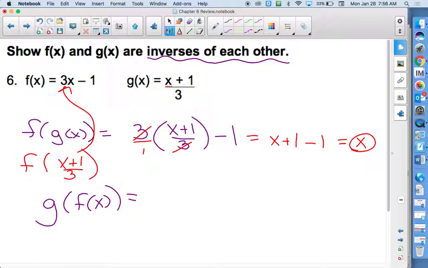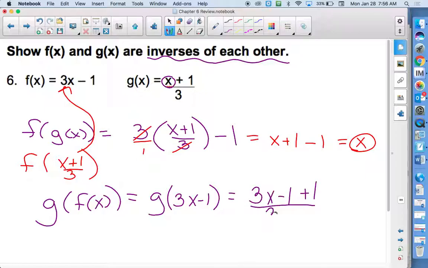So working the other way, the f function is 3x minus 1. You're plugging that into x in the g function. So those are called composite functions. So it says 3x minus 1, plus 1, and then divided by 3. So the 1's cancel, leaving you with 3x divided by 3. The 3's cancel, leaving us with x.